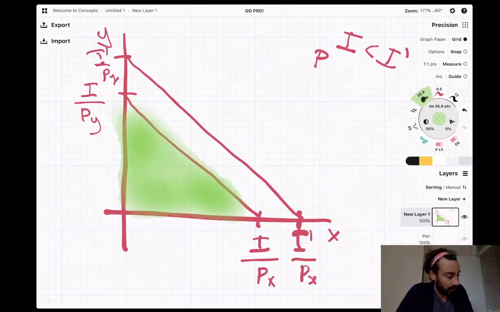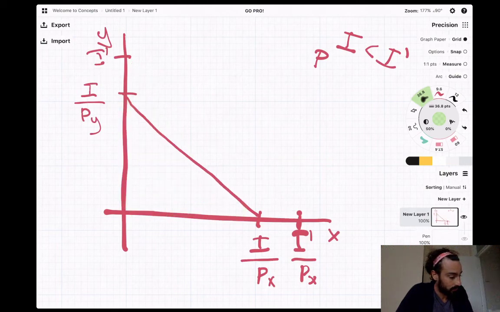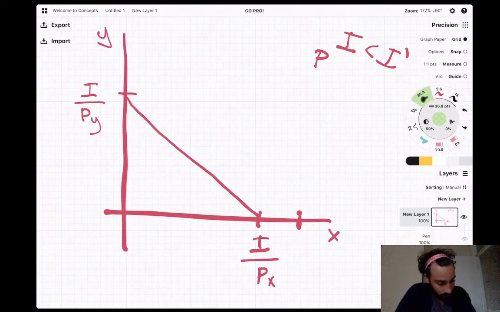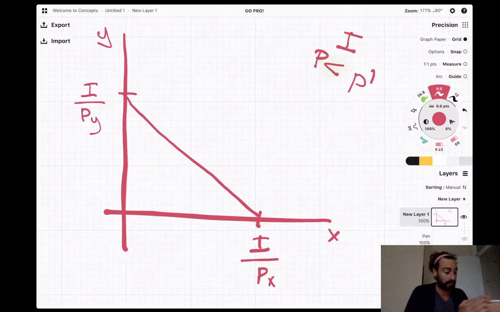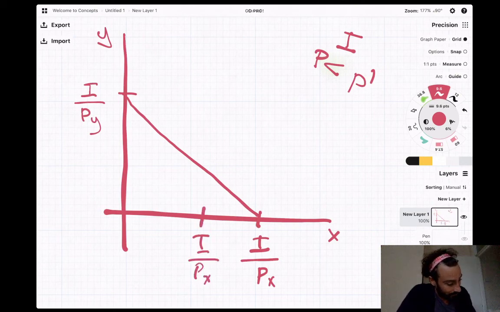What about if, let's just back up, and let's look at what happens if we make P bigger, right? So P prime is bigger than P. That means the prices are bigger, right? Well, now we're doing exactly the opposite thing that we did before, right? We're saying that if we make P bigger, we're making the denominator of the two intercepts bigger, right? So that means we're moving towards 0. So this would be I over Px, and this would be I over Py.